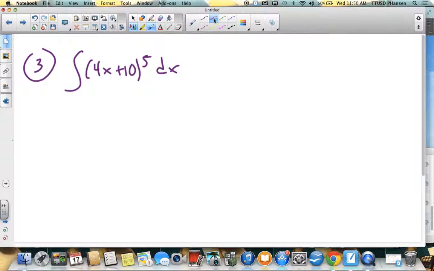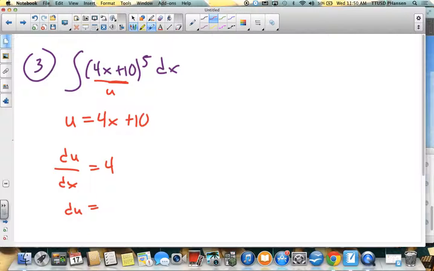And I don't have really like a second part to this thing where I'm looking for 1 degree higher, but I do know if that were my u and I take the derivative of it, I won't have an x anymore, and that's good. So ultimately I'm going to make my u equal to 4x plus 10. I'm going to take the derivative of this with respect to x, I get 4. And now I rearrange that, and I go du equals 4 dx.